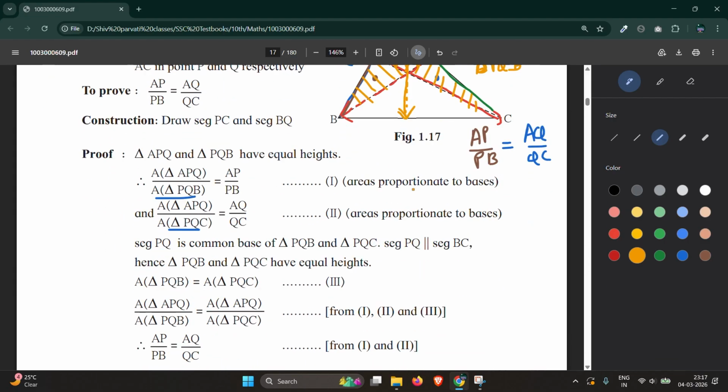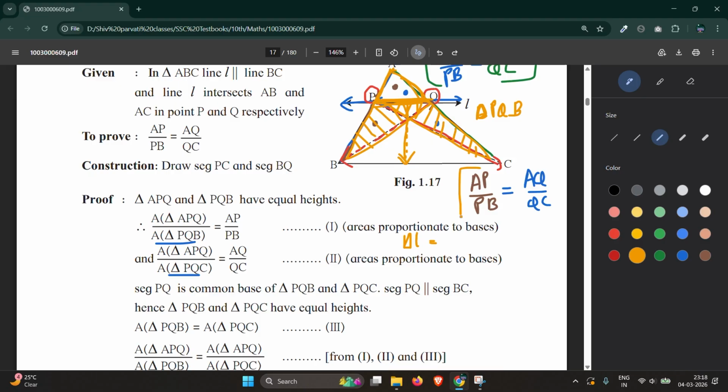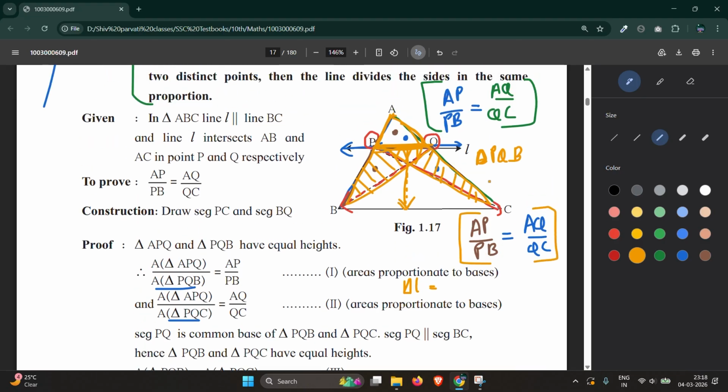So now we can say that the ratio of the area of this upper triangle upon this lower triangle will be equal to the ratio of this upper triangle upon this other lower triangle, because both the ratios have the area of the upper triangle on top, and below we have the area of this other triangle in one ratio and this one triangle in the other ratio, but both of the areas are equal. So that is why we can just say that AP upon PB equals AQ upon QC.